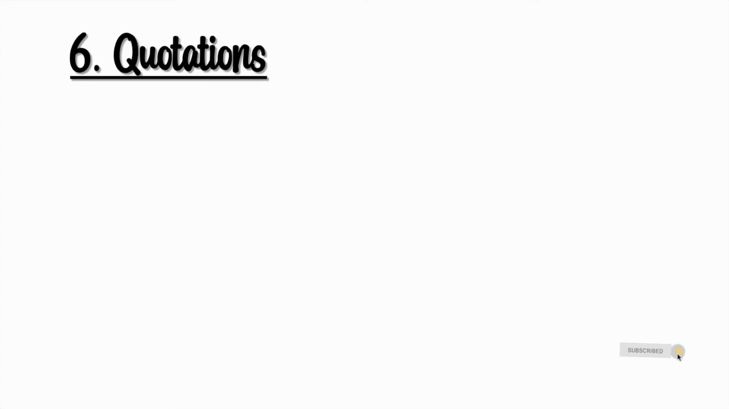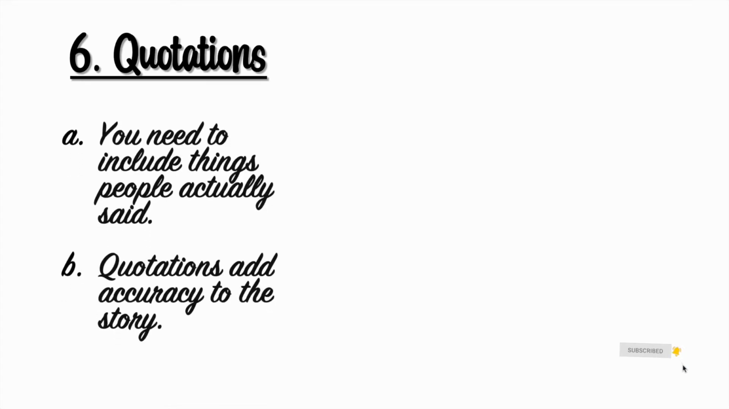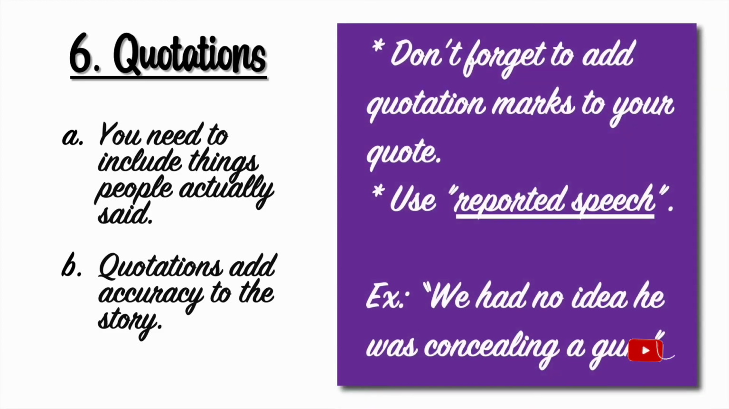So the last point is the quotations. You need to include things people actually said. Quotations add accuracy to the story. 2 things to remember. Don't forget to add quotation marks to your quotes. Use reported speech. Like in this example, we had no idea he was concealing a gun.